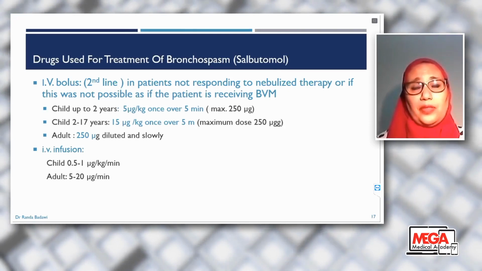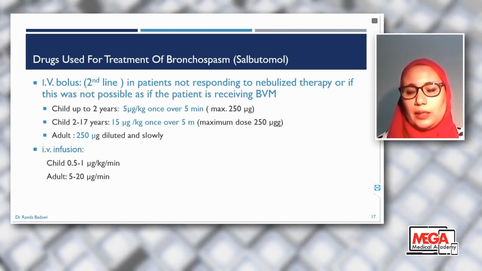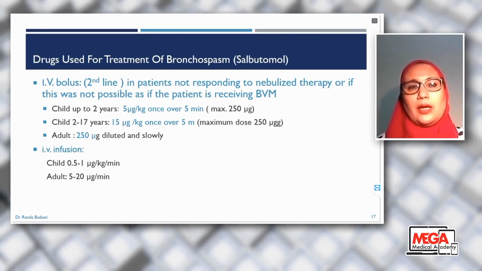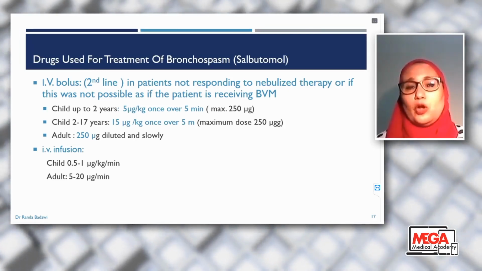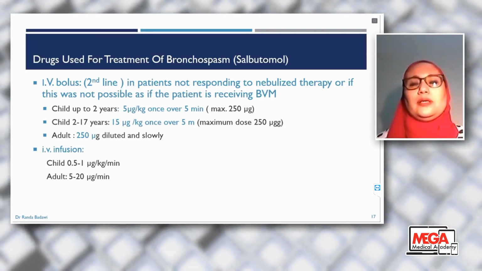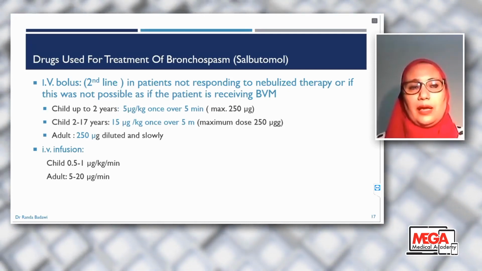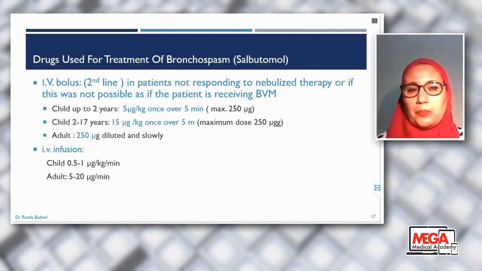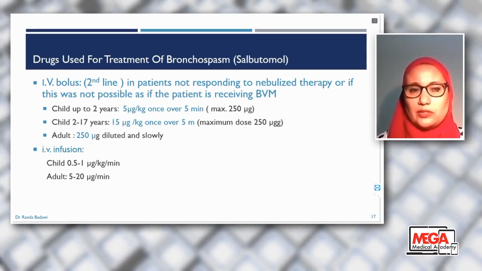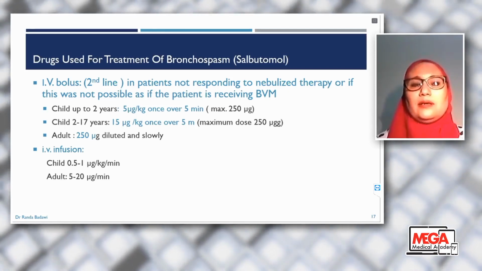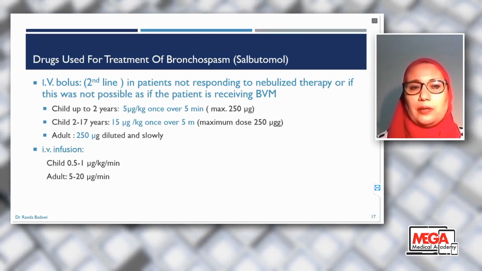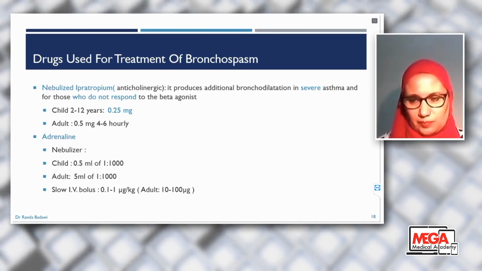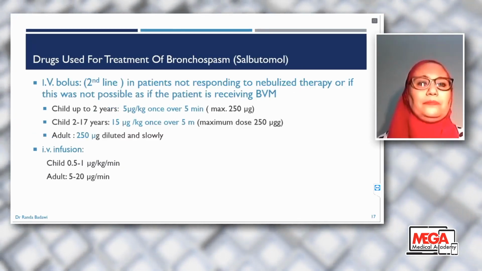If, when we give the drugs by the nebulizer, there is no response, I can give an IV bolus. If there is still no response, now I should start the infusion. The infusion dose is half to 1 mic per kg per minute for a child. For an adult, the dose is 5 to 20 mic per minute. Not per kg. Take care. Okay.